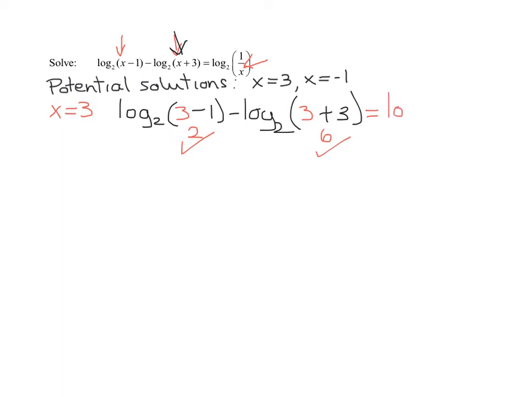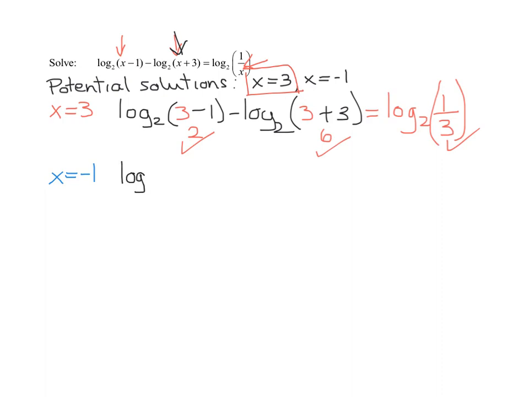Equals log to the base 2 of my quantity 1 over x, which is 1 over 3. And is 1/3 a positive number? Yes. So each of these arguments here, here, and here, I have a positive number. Therefore, I know that x equals 3 is not an extraneous solution. So we're checking for extraneous solutions. Now I need to check when x equals -1, my other solution.